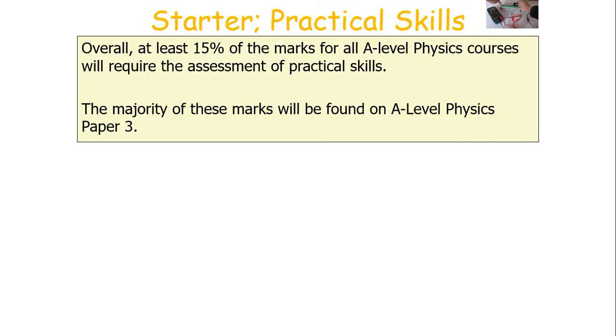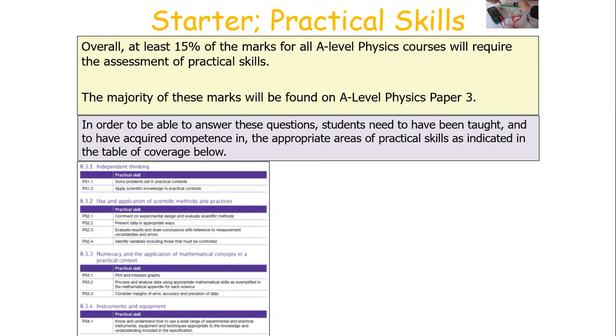Overall, at least 15% of all marks in the A-Level Physics courses require the assessment of practical skills. For AQA, the majority of these marks will be found on the A-Level Physics Paper 3. In order to be able to answer these questions, students need to have been taught and have acquired competence in the appropriate areas of practical skills as indicated in the table of coverage on the screen.